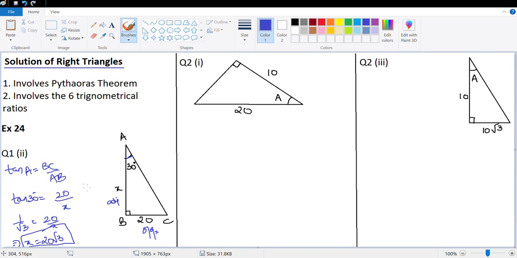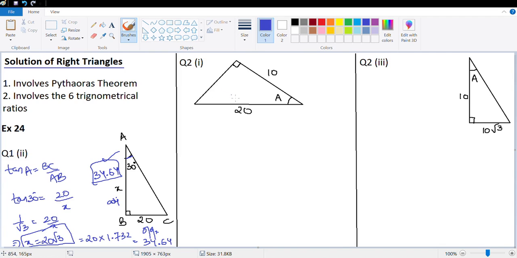If the question wants you to write it in the form of a decimal, then you will have 20 into 1.732, which would be equal to 17.32 into 2, which is 34.64. So the value of x is 34.64. Done. Let's look at the next question.